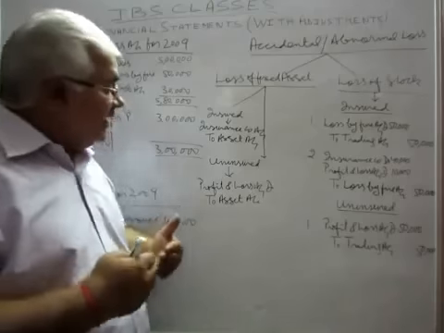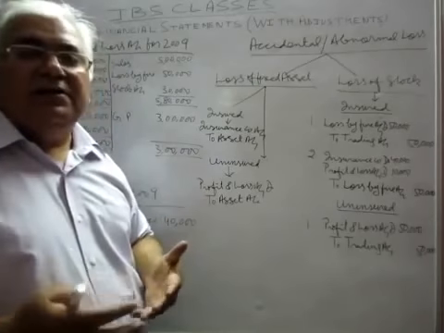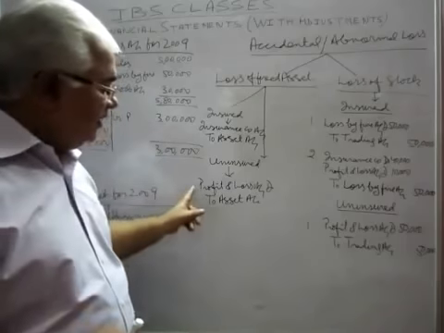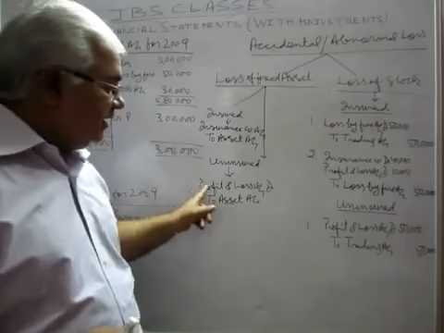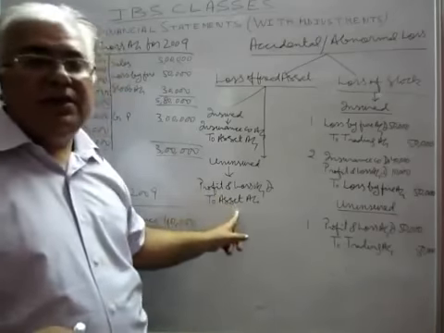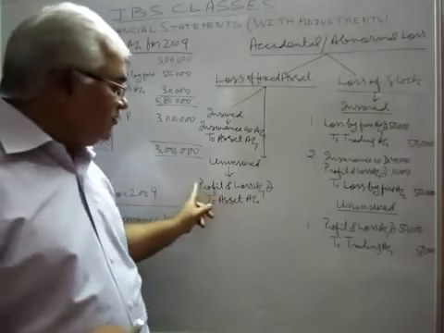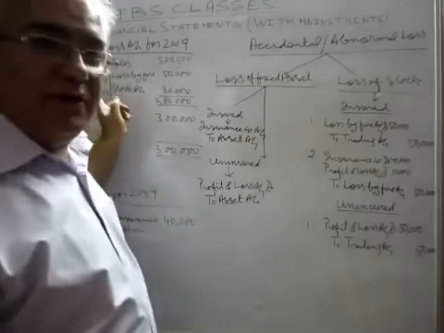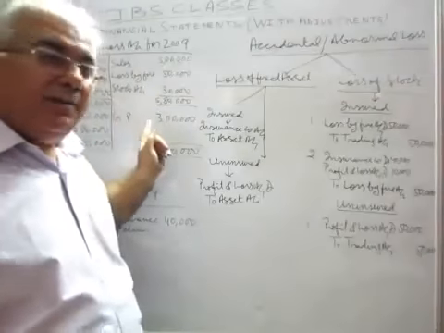And in case it is uninsured, that means it is our loss. And if it is our loss, then profit and loss account will be debited and the respective asset account will be credited. And this loss will be shown on the debit side of profit and loss account.